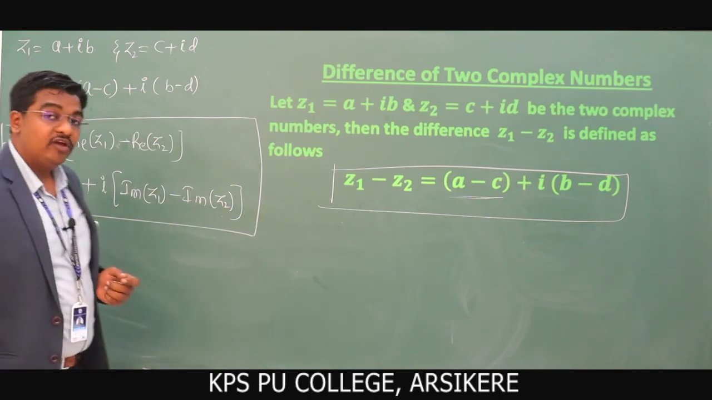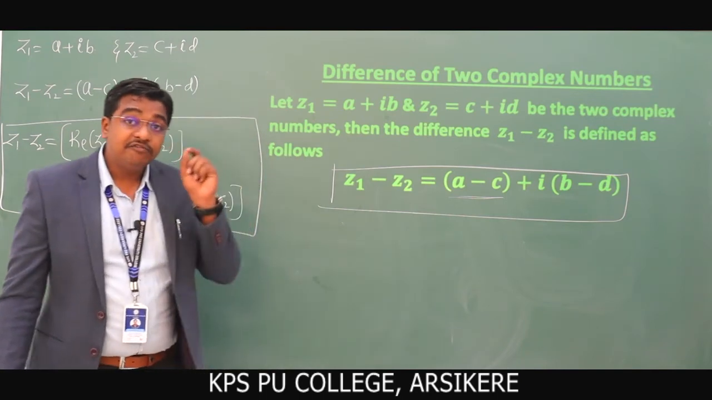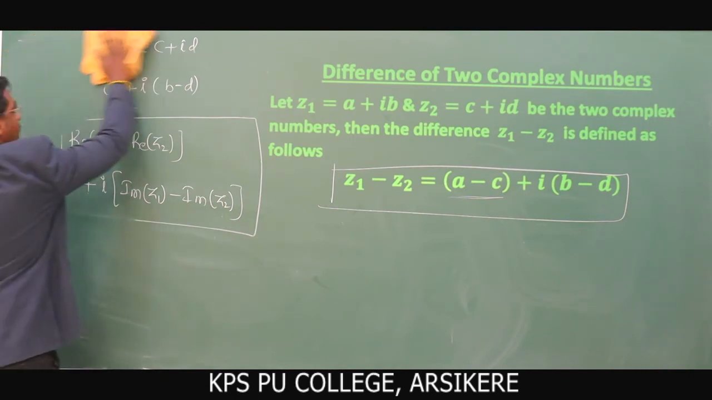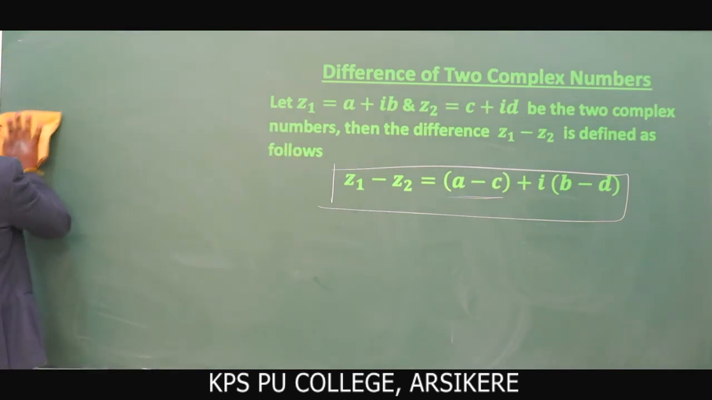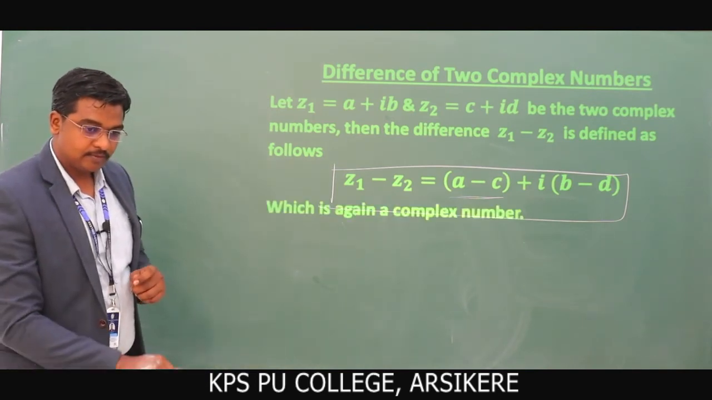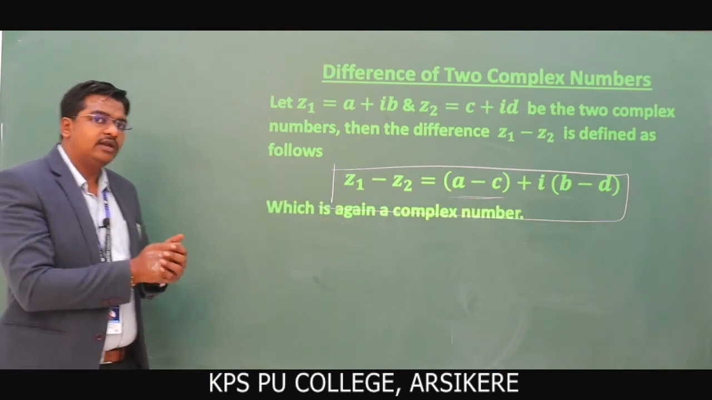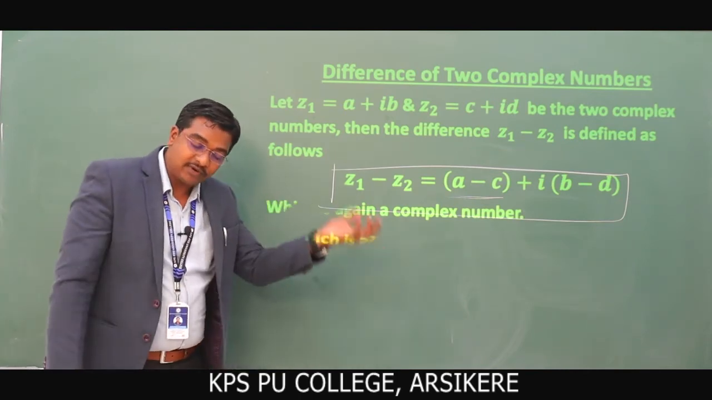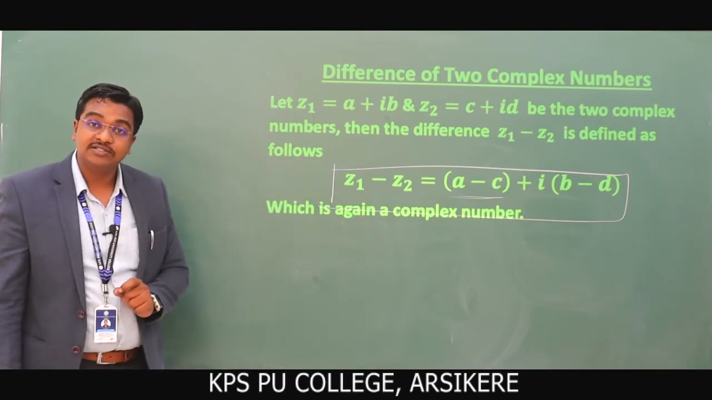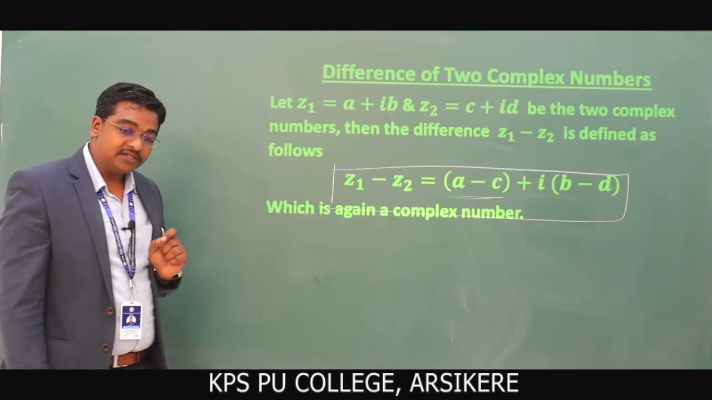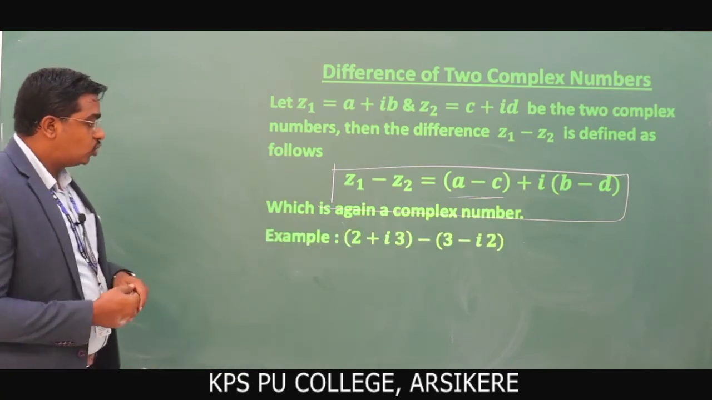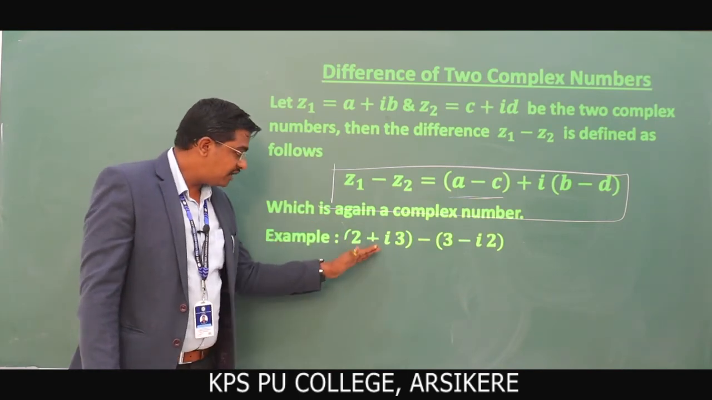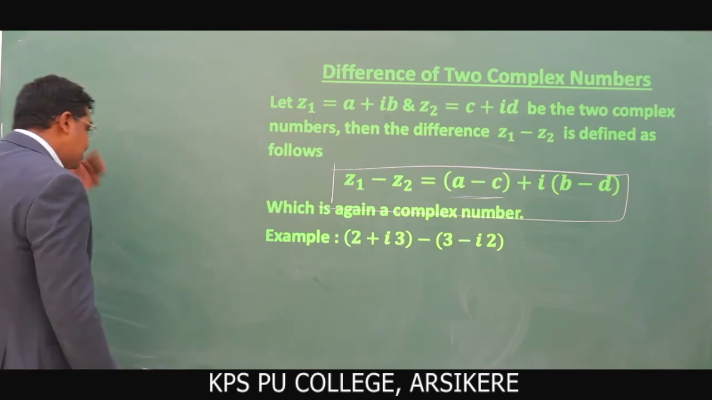Now dear children, we are moving to one example on difference of two complex numbers. In the previous case, the sum of two complex numbers is again a complex number. At the same time, the difference of any two complex numbers is again a complex number. Now we move to the example. 2 plus I into 3 minus 3 minus I into 2.